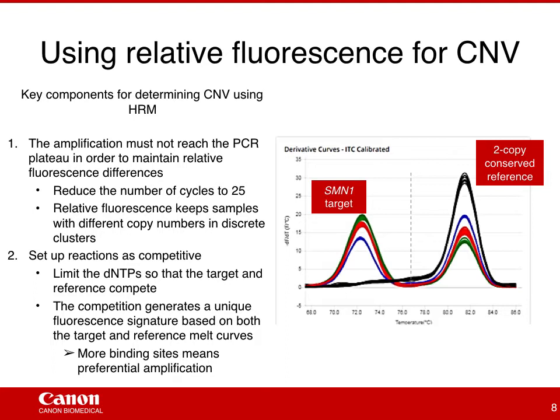You will notice in the graph shown on this slide that there are two melt curve peaks. One melt peak for the target to the left, which for this example is SMN1 at the lower temperature, and one melt peak for the reference gene, which melts at a higher temperature and thus shows up on the right of the target gene melt curve.